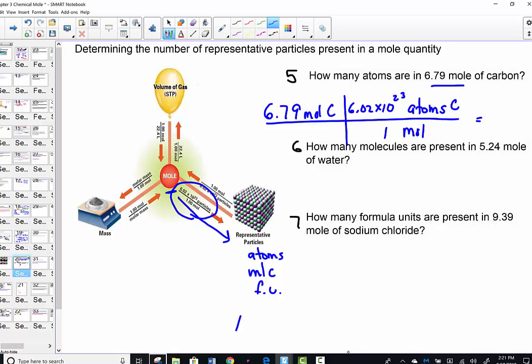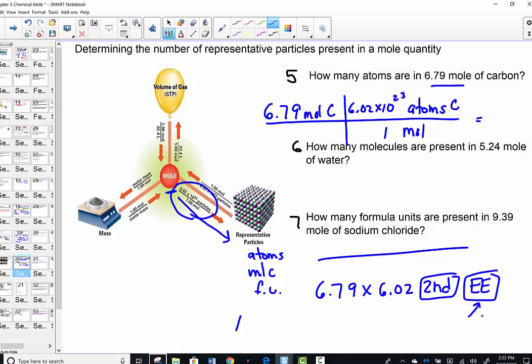My key sequence on my calculator, I have a Texas Instrument, would look like this. It would be 6.79 times 6.02, and then I have to press second function. That's the blue button on mine. And then on top of the comma, I have an EE key. That's on top of the comma. And then I'd hit 23, equal. That's my key sequence. It may or may not match yours if you have a different brand.